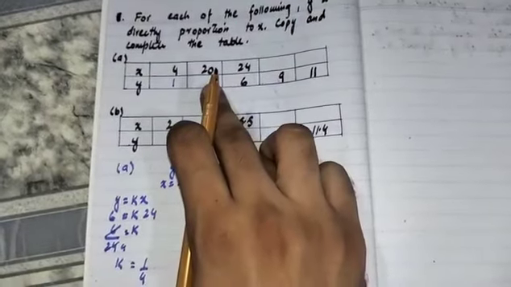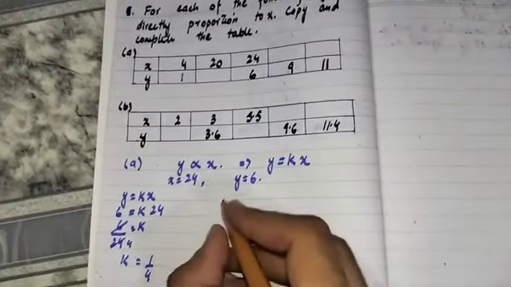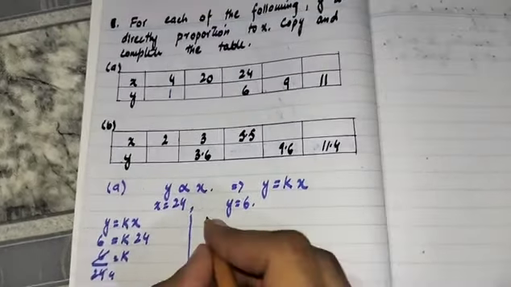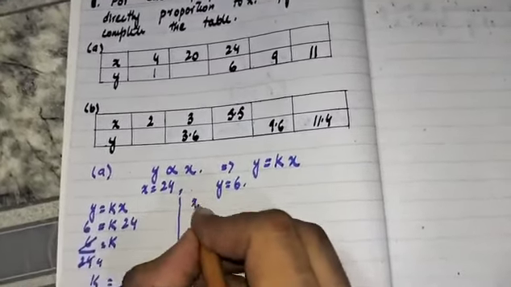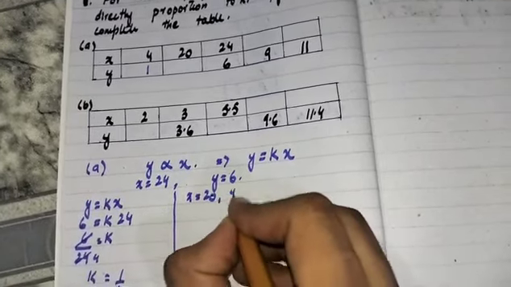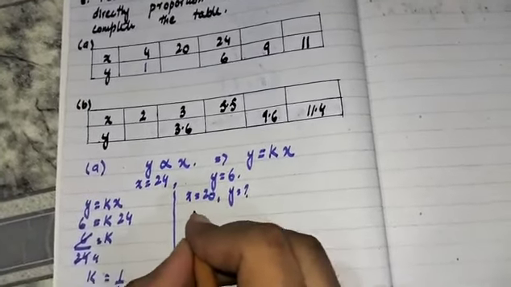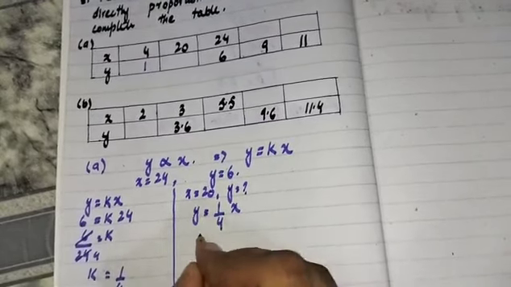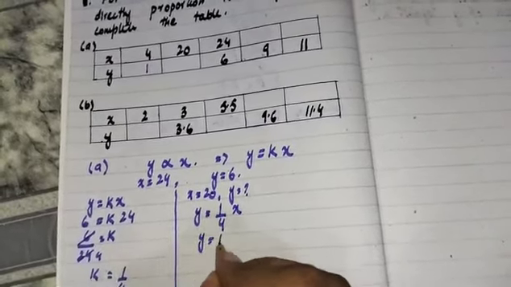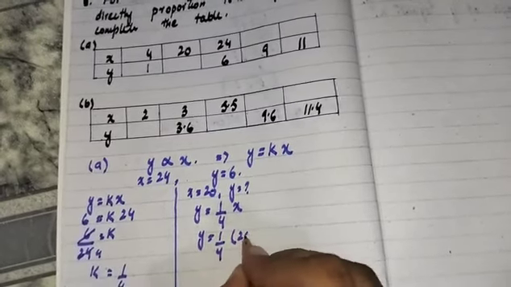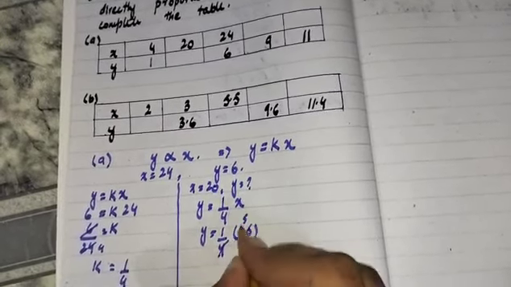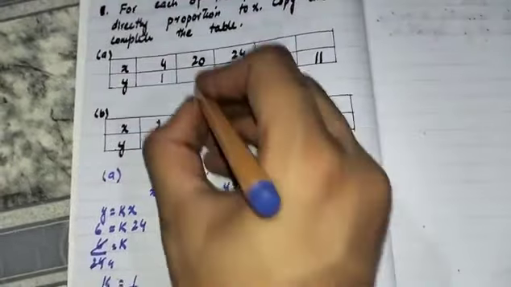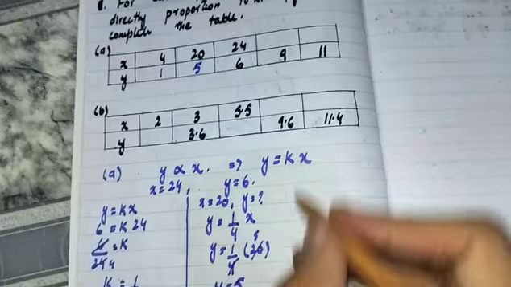In the second, x is 20 and we have to find y. Using the same equation, y = kx, and the value of k is 1 by 4, so y is equal to 1 upon 4 times 20. 4 fives are 20, and y is equal to 5. So the value of y is 5.